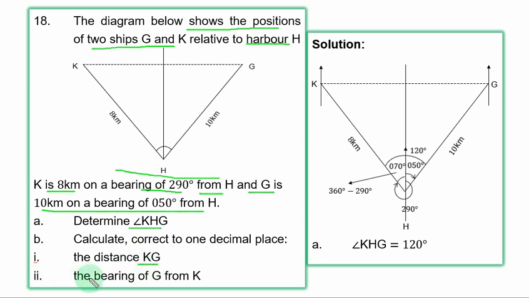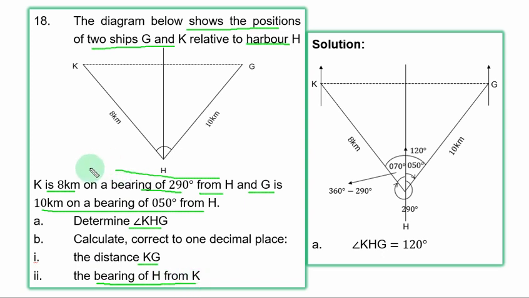Roman figure 2, the bearing of H from K. The bearing of H from K. Roman figure 2, again, the bearing of H from K.